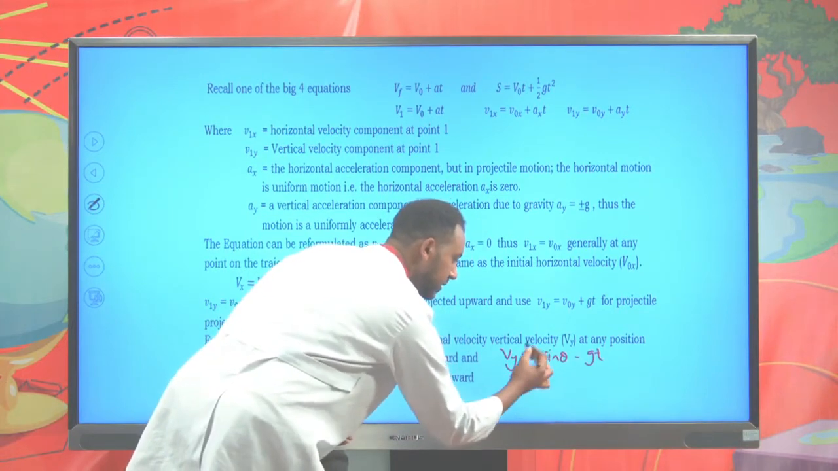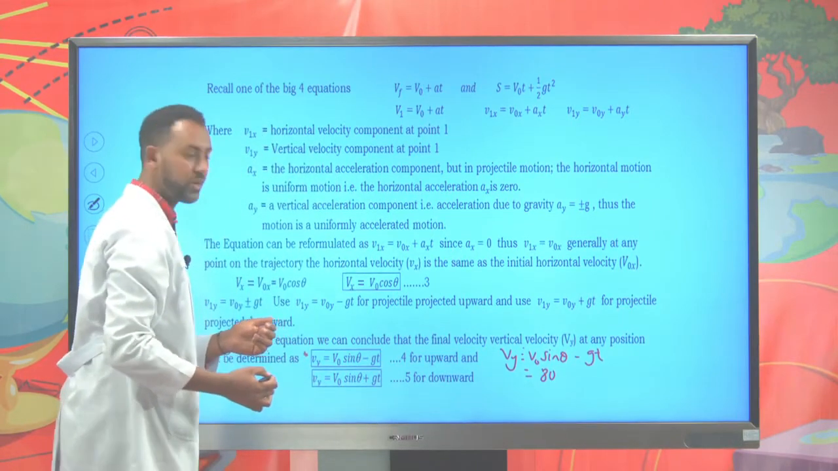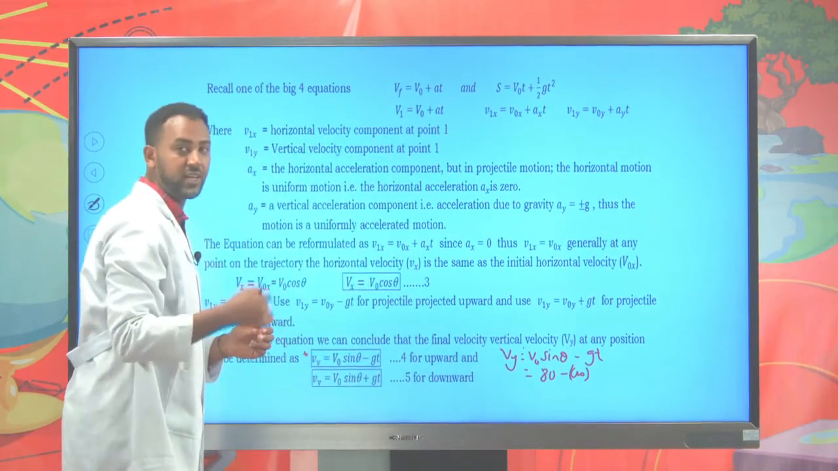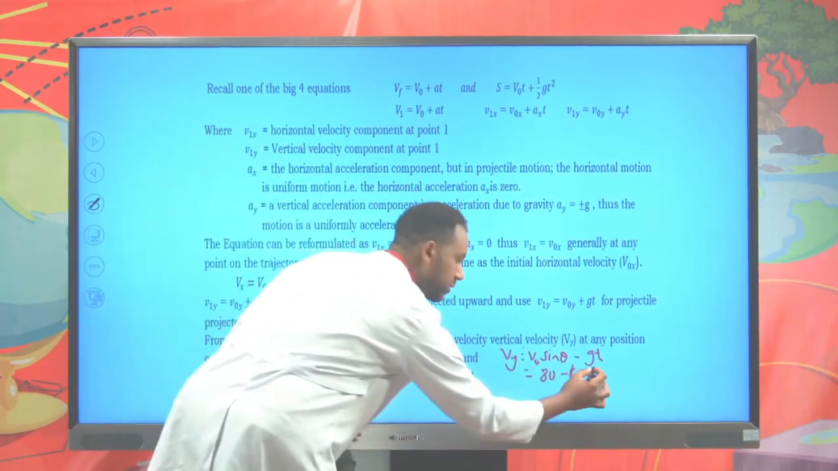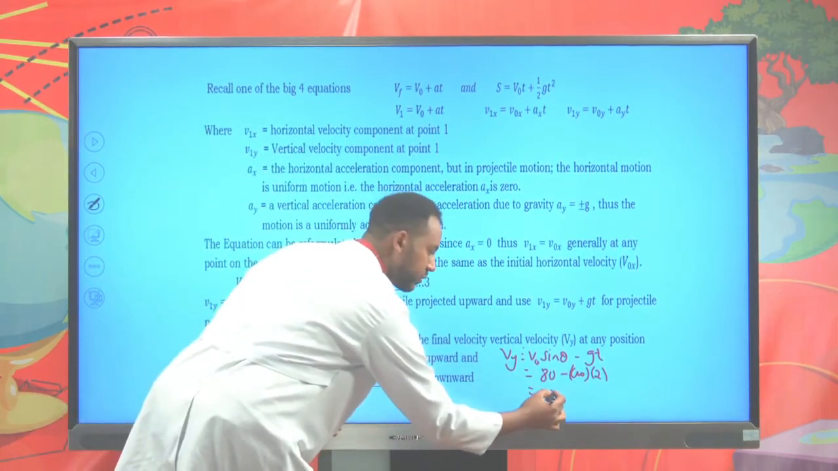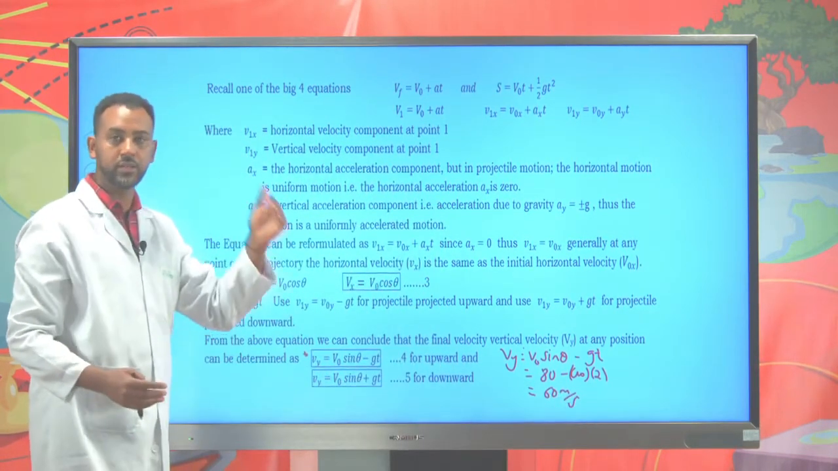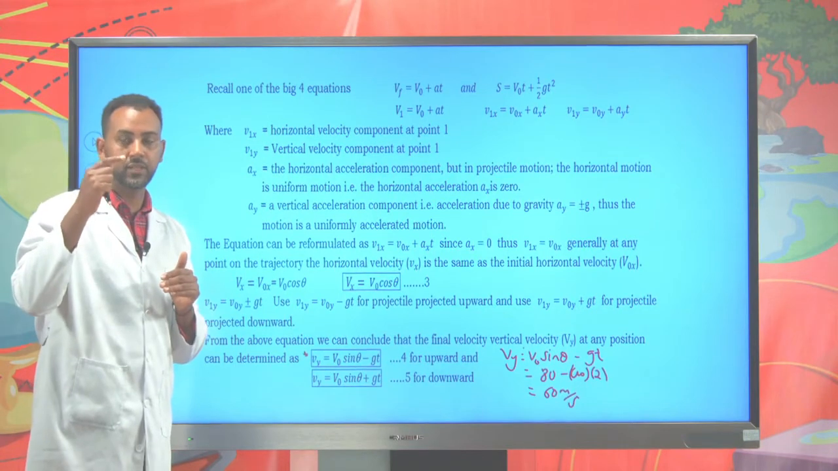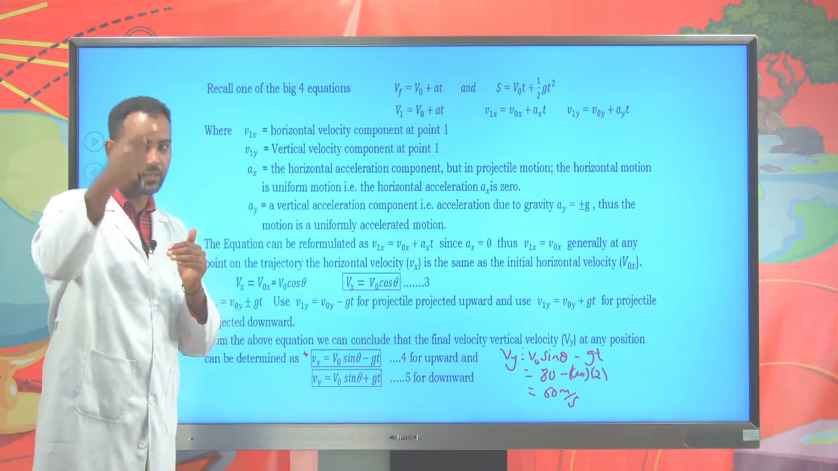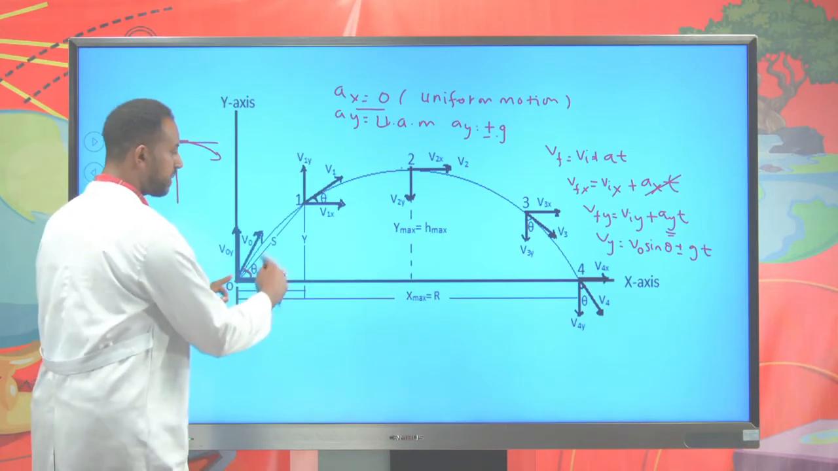When we put in the initial velocity component, we have already found it to be 80 meters per second, minus gravity, which is 10. We are asked to find the vertical velocity component after 2 seconds, so you put 2. Therefore, it is 20. 80 minus 20 gives you 60 meters per second. Now look, the vertical component gradually decreases. After 1 second, it becomes 70. After 2 seconds, it becomes 60. After 3 seconds, it becomes 50, and so on.